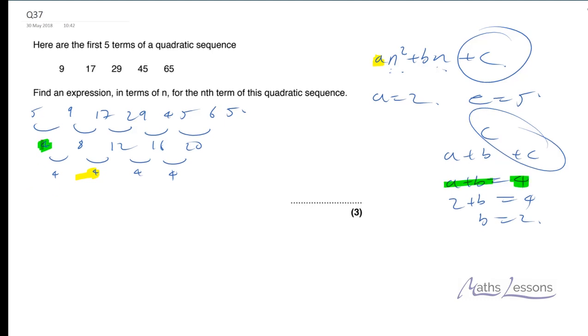We can see that's equal to that, and therefore we can find B. So we've got our quadratic. It's 2n squared plus 2n plus 5. Now I think it's a good idea to check that.